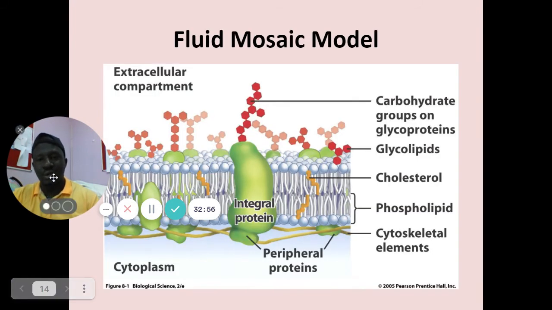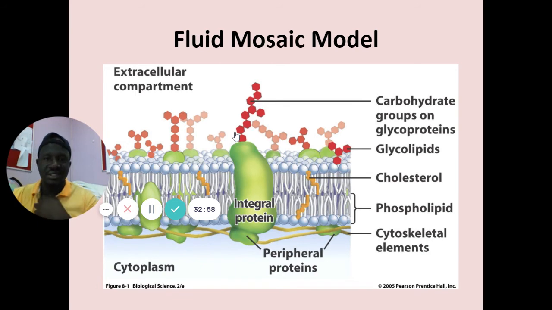So the fluid mosaic model, this is the structure as seen before. We look at the phospholipid bilayer and the extracellular components. We are seeing the glycoproteins, with carbohydrate chains attaching to them. We also have the glycolipids. They are very important in cell-to-cell communication and immune response. We also see the cholesterol in between the hydrophobic tails. We also look at the integral proteins and then the peripheral proteins. Then you also see the cytoskeleton.